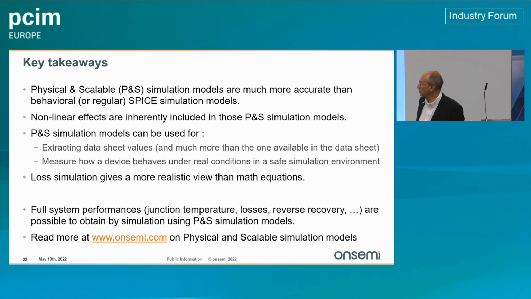Physical and scalable models can be used to extract any value you need that is not in the datasheet. You just run a simple schematic, extracting, for example, the COSS at 300 volts while we give only at 400 volts. This is possible, and you will get the real value. And you don't have to guess what is the value in between and so on. You can get those exact values.